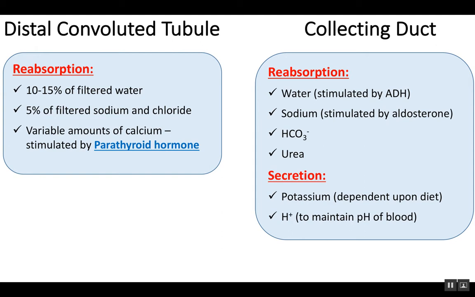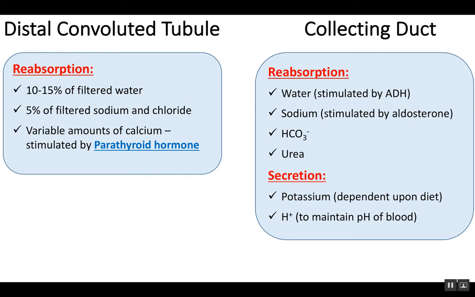Aldosterone targets the collecting duct. So we have to revisit what aldosterone does. If you recall, aldosterone retains sodium, so it's going to stimulate more sodium reabsorption. It also can stimulate secretion of potassium. So if we have high potassium, aldosterone helps us eliminate potassium.